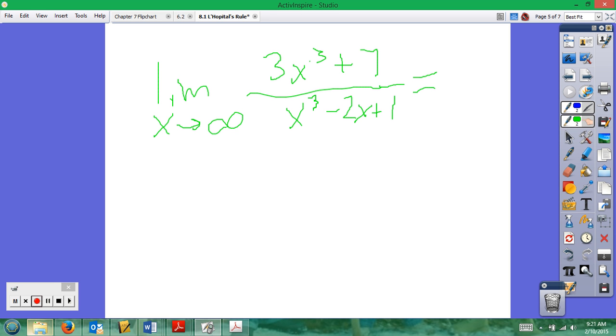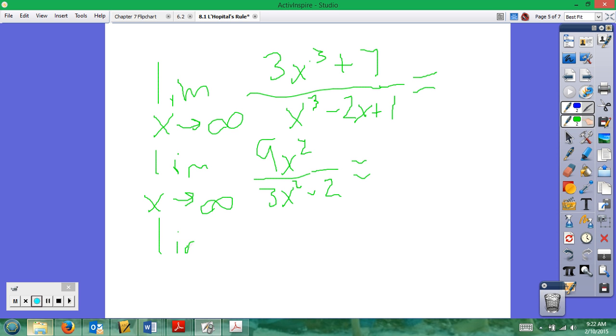So if I mentally plug infinity in, right now I have infinity on the top, infinity in the bottom. That means I can apply L'Hopital's rule. So I can take the limit as x approaches infinity, take the derivative of the top. It's 9x squared. So we already know the answer is going to be 3 from that shortcut that we have. The bottom would be 3x squared minus 2. Well, if I plug infinity into that, I'm getting infinity over infinity again. So I can take the derivative again.